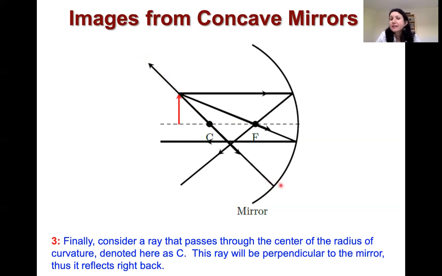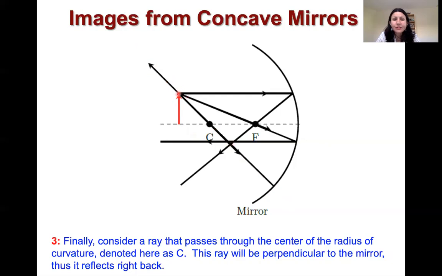And what does that tell us? That tells us that the incident angle is zero. So the reflected angle has to be zero too. So that means that the reflected ray has to reflect exactly in that same direction. So you just draw the line back. So that's your third principal ray. And as we're seeing here, there's this special point where these rays are meeting. They're all gonna converge to that point.